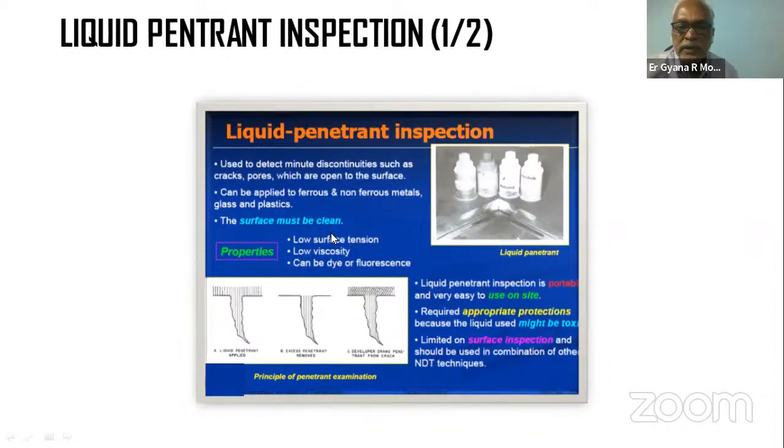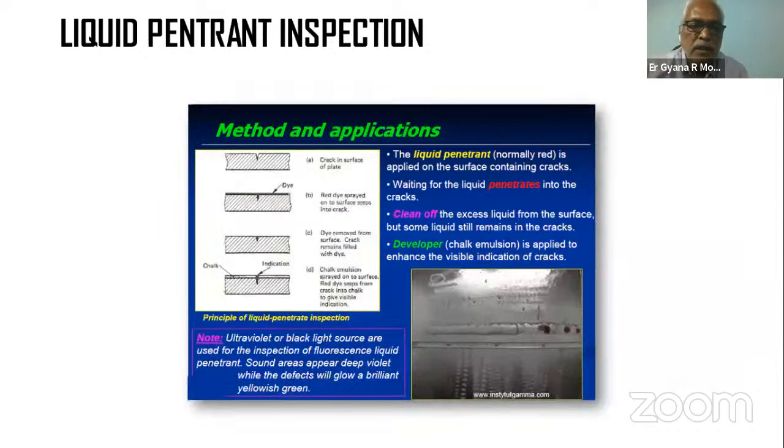The white developer has the ability to pull out the liquid that has gone into a crack, and it will clearly show where the crack is. So the liquid penetration test is very widely used to find out if there are any cracks or shrinkage cracks or whatever cracks in the welding. Then the method of application, as I explained: you can see here wherever there are red spots, that means the defect is there. The penetrant had gone in, and when the developer was put on, it has come up.